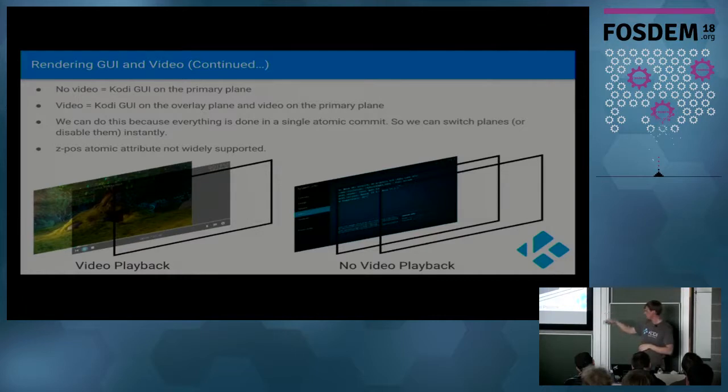But in the first example with video playback, we show that the Kodi GUI is actually shifted to the overlay plane while the video is playing back in the primary plane. This is what allows us to have such great performance. When the Kodi GUI isn't shown at all, we can completely disable the plane. It's rendering nothing, so we might as well just disable it completely.